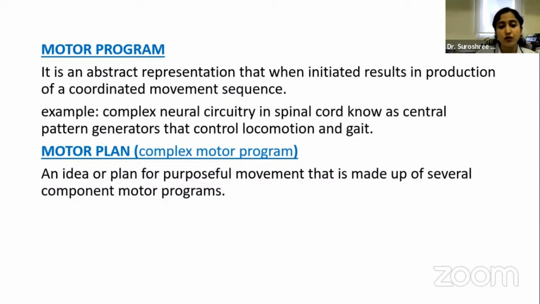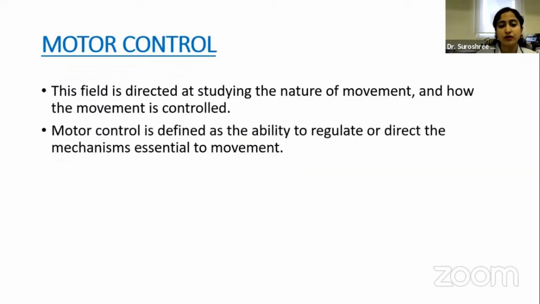And when these two components, that is program and plan, come together, you get a proper controlled movement, a component called motor control. So motor control is a field directed at studying the nature of movement and how the movement is controlled. So what is motor control? The word motor deals with movement, and control is having a proper smooth movement. Motor control is defined as the ability to regulate or direct the mechanisms essential to normal movement.